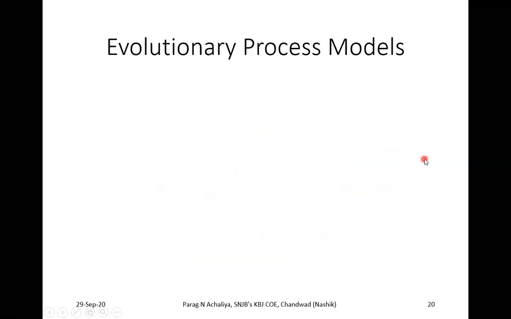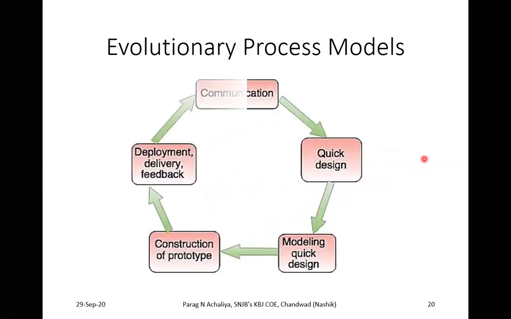Then next one is your evolutionary process models. So which are your evolutionary process models? This is the process of evolution. First will be your communication. The communication will take place between the developer and the customer, or the requirement gathering team and the customer. They start communicating with the customer. They start gathering the customer requirement in this communication phase.